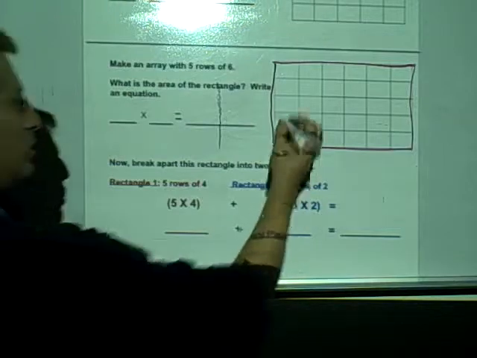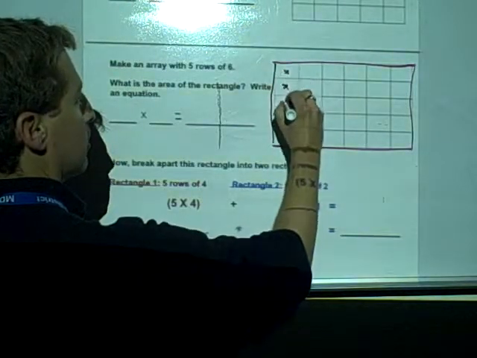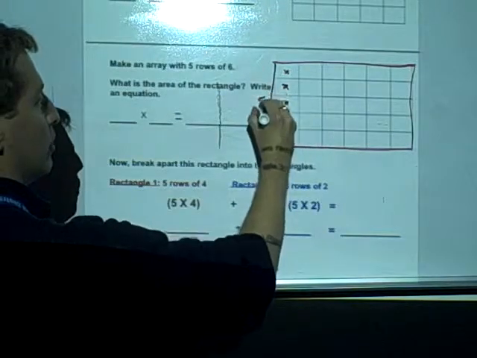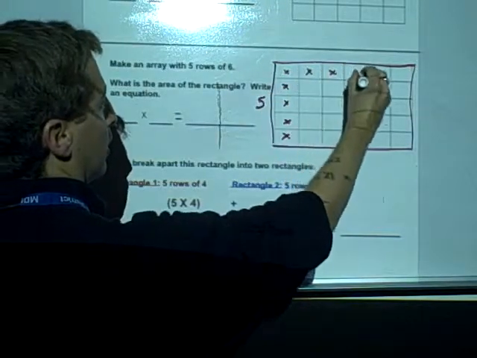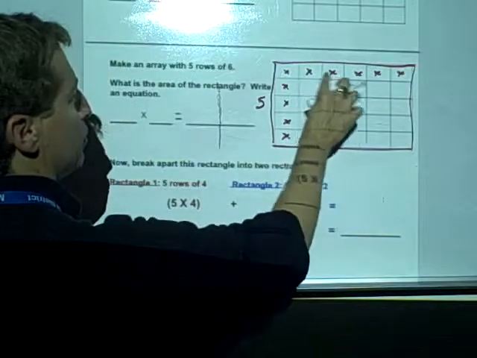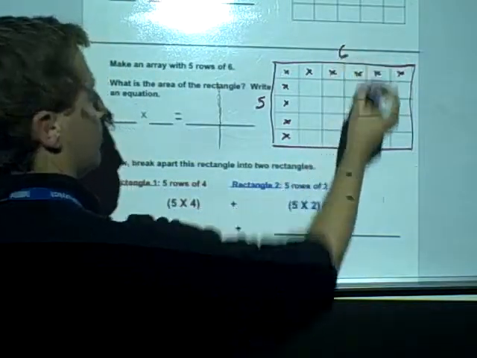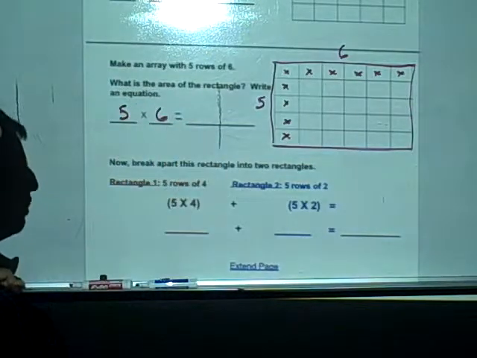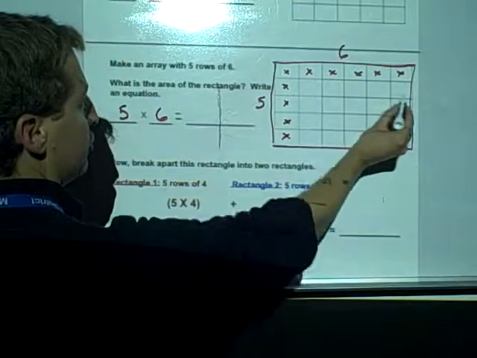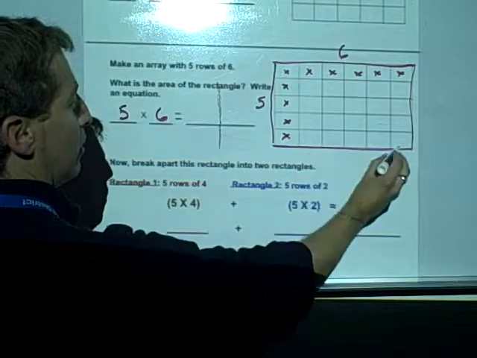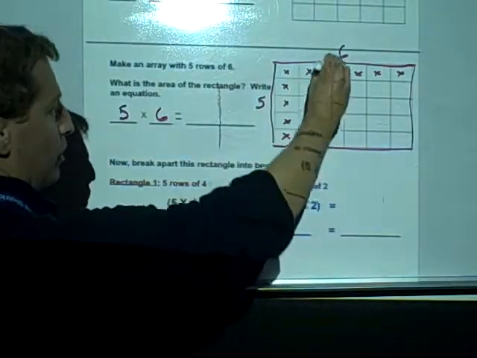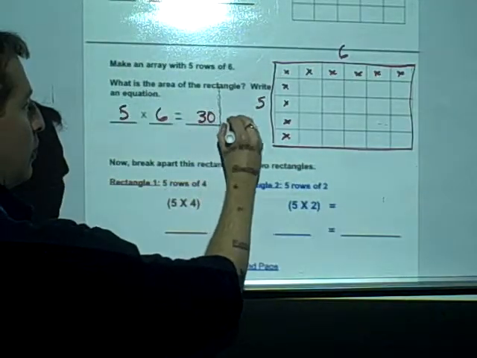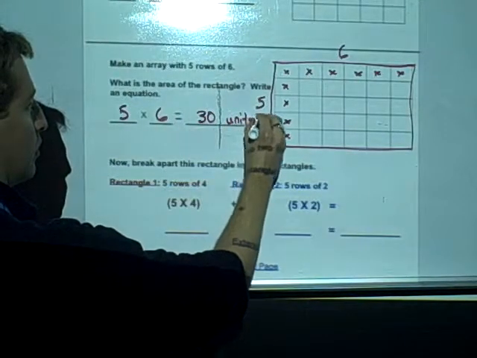So the first thing is we need to figure out the area of this rectangle, this giant one. And I see there's 5 rows here. And 1, 2, 3, 4, 5, 6 in each row. So 5 times 6. You could figure that out by counting by 6s or counting by 5s. You should get 30 square units.